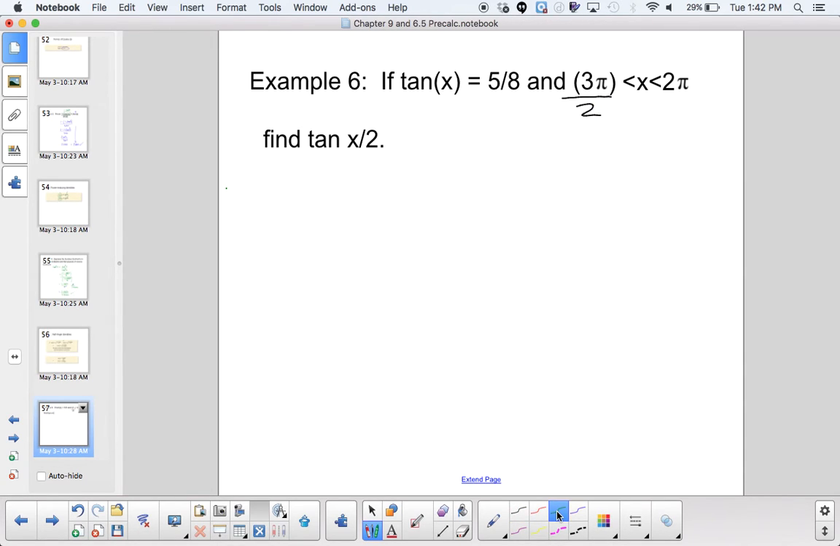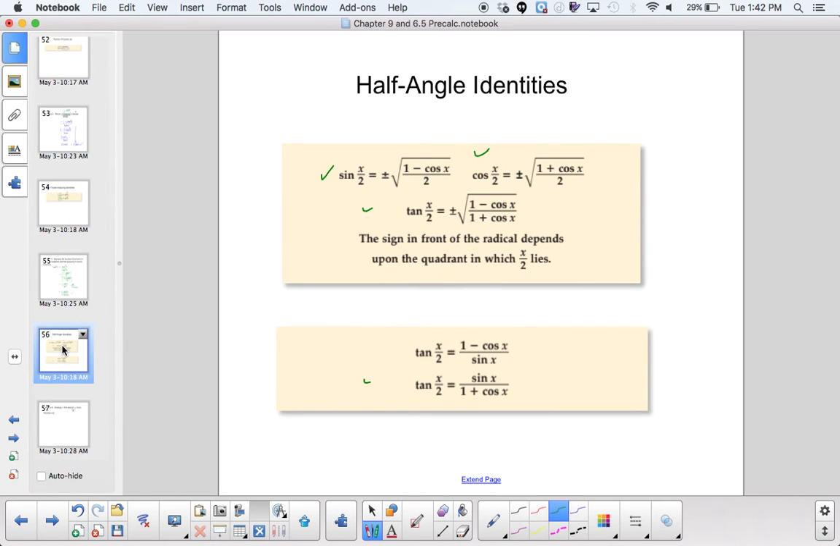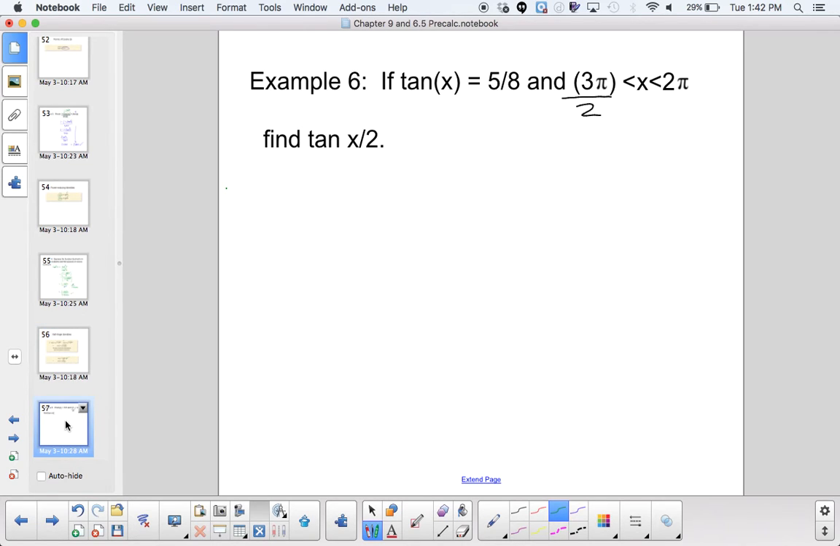Okay, so just like the last one, when we're working with tangent of x over 2, if we go back to look at the identities and you're looking here, you notice that you use cosine and you use sine. And so when we're working on this problem, we're going to use that to find the sine and the cosine so that we can use the half angle identities. Okay, so we start out here.